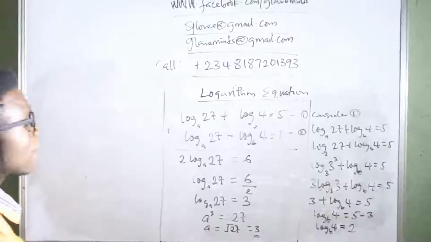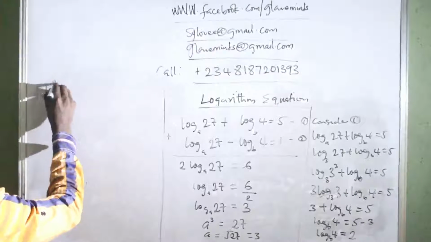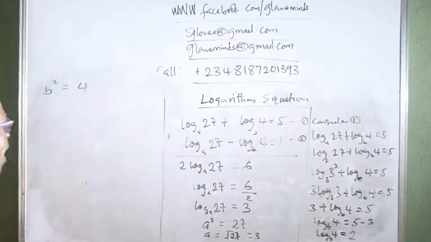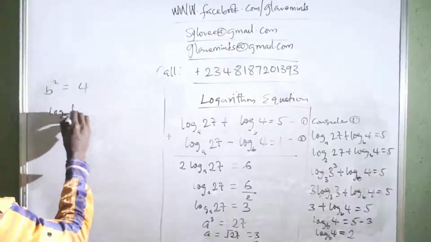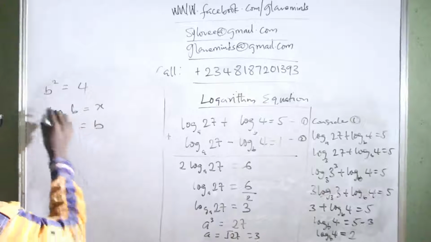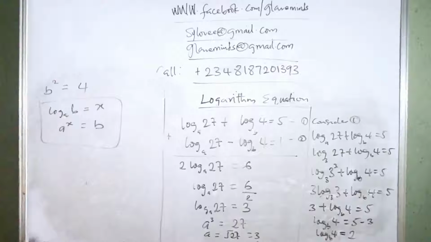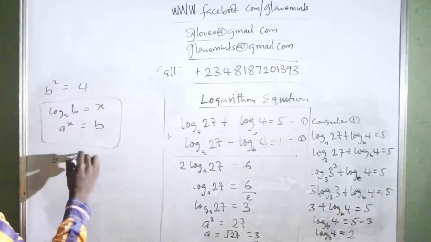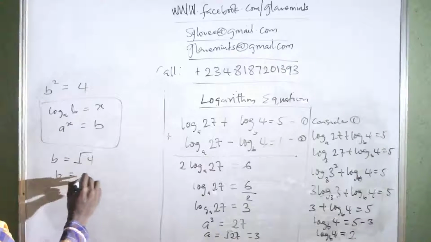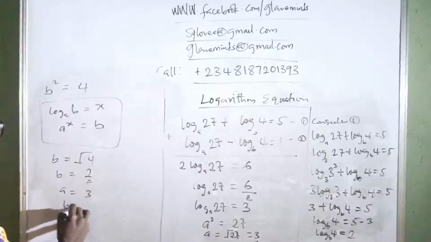So we're going to have these. I'll say, okay, b to the power of 2 equal to 4. Don't forget, from log a b equal to x, that a to the power of x equal to b. Pretty simple. Remember, recall, or whatever. Okay, we're going to have b root 4, and that will give us b equal to 2. So we have a equal to 3 and b equal to 2.